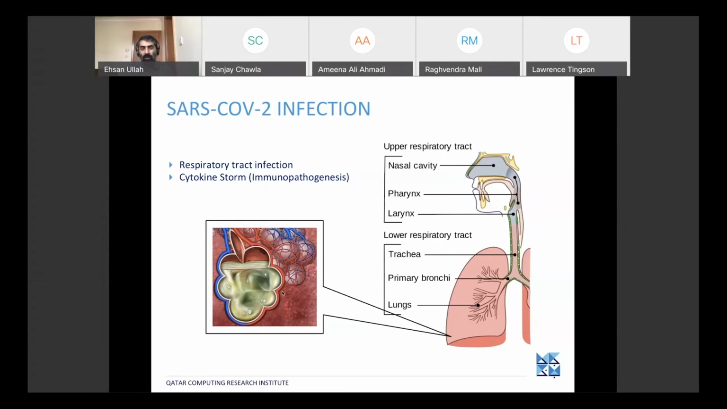Also, one thing to be remembered here is that it is known that this virus has come from bats. And one thing which is important about bats is that the immune system of the bats doesn't respond to the virus as the immune system of human beings responds to this virus. So that's why the bats don't get much sicker from this virus, and they are good carriers for this virus.